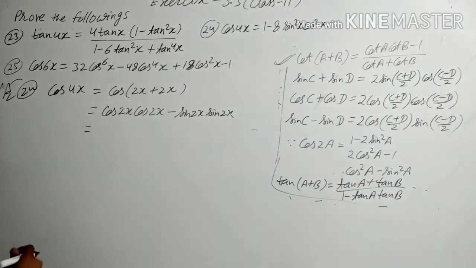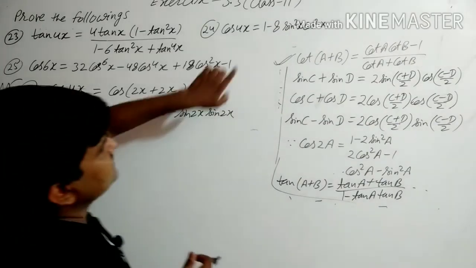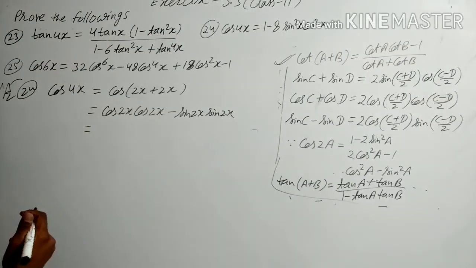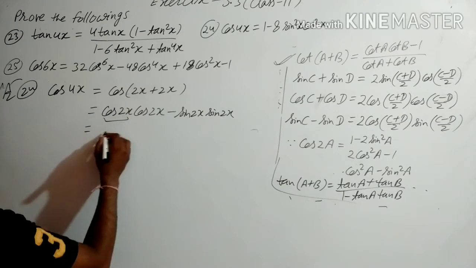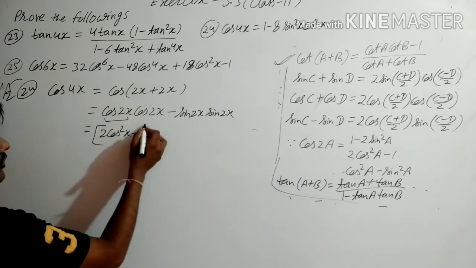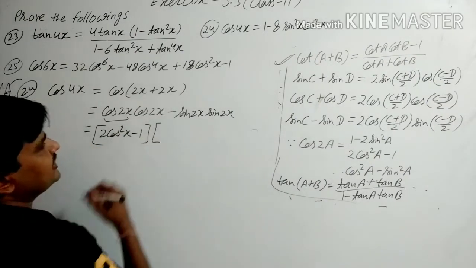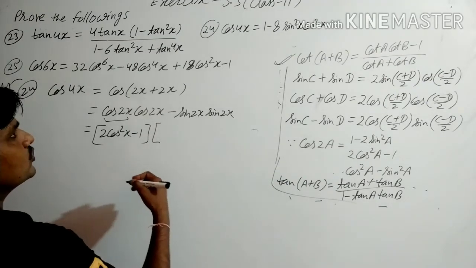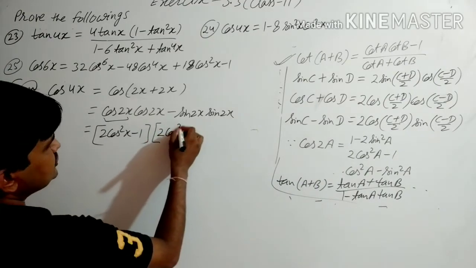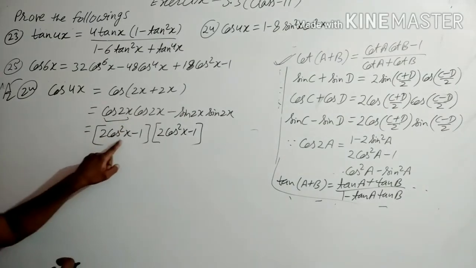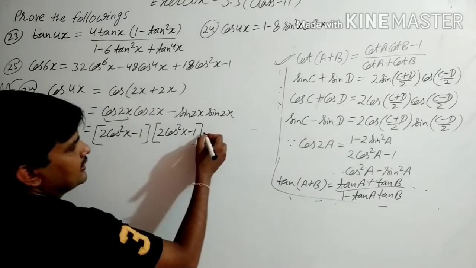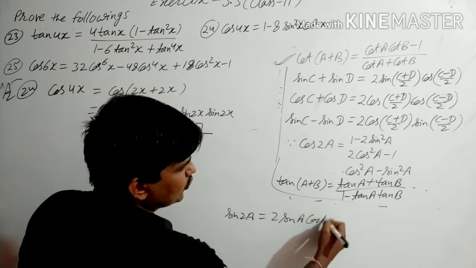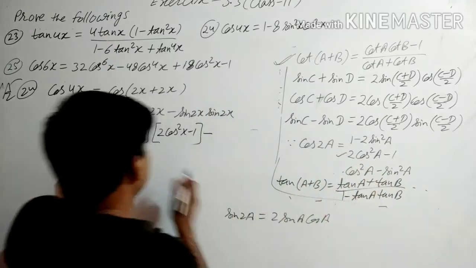Okay. Now cos 2x can be broken as, look, cos 2x can be written as 2 cos square x minus 1. Okay. Now this cos 2x can be written as, you can say, the same value. So 2 cos square x minus 1. Cos 2a equals 2 cos square a minus 1. So cos 2a is 2 cos square minus 1, minus, look, sin 2a equals 2 sin a cos a. Here I have applied this identity in this two-one, here and here.